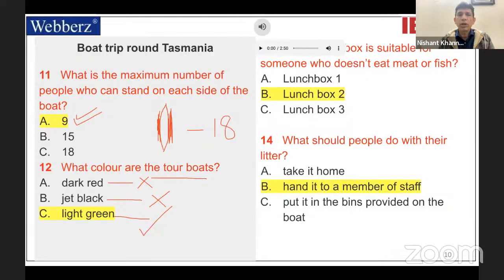Which lunchbox is most suitable for the person who doesn't eat meat or fish? Lunchbox 1, lunchbox 2, and lunchbox 3. Now, what does it contain? It contains eggs and tuna. Tuna is a kind of fish. Lunchbox 2 says cheese, cheddar cheese. So that is a cheese, and this contains meat.